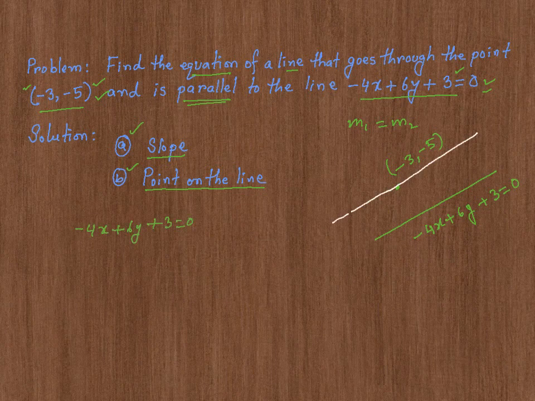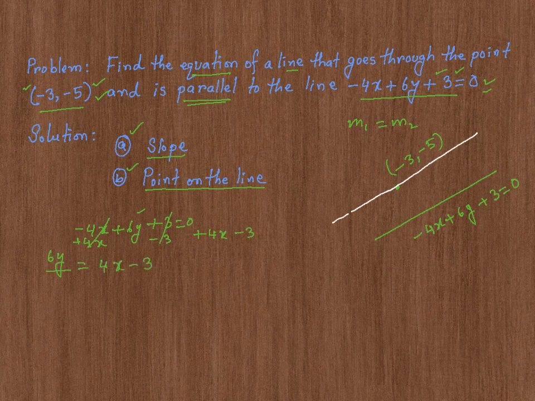Now let's go ahead and find the slope of the line. Since we know the equation of this line and our line is going to be parallel to this one, the slopes are going to be equal. So we just solve for y in this equation, and it's going to be 6y. If I add 4x to both sides, then subtract 3, I get the following on the left. These two cancel out, gives me 6y, and on the right is going to be 4x minus 3.